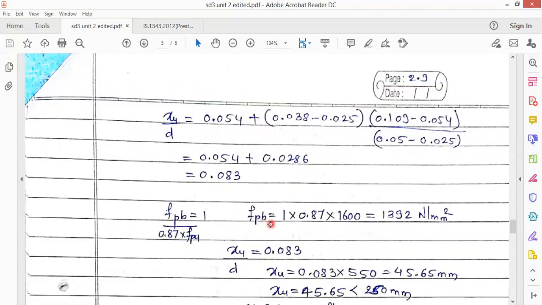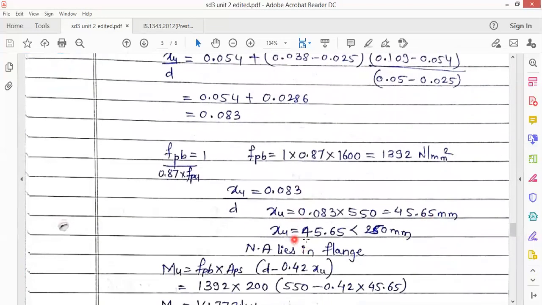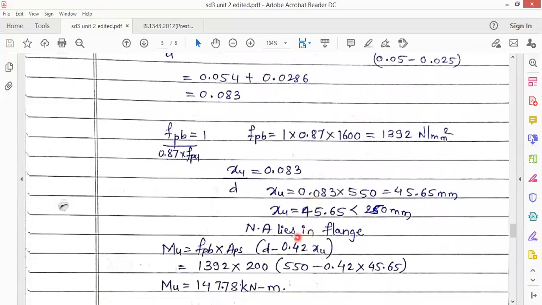And FPB I want, so it is 1 because FPB by 0.87 into FPU equal to 1. So it is 1 into 0.87 into 1600. So FPB is equal to 1392 Newton per mm square. And I have XU value, so I will now consider this XU value.